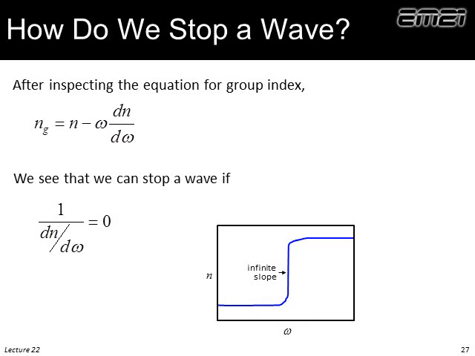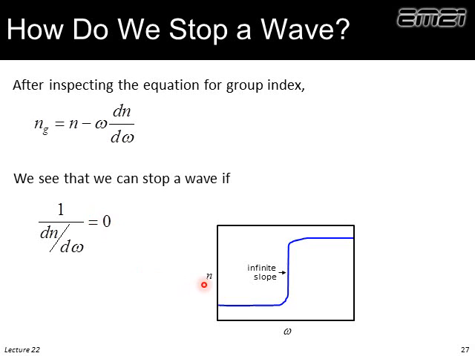We introduce dispersion. Let's ask the question, is it possible, or how can we stop a wave? Well, let's look at that expression for the group refractive index. Remember, the group refractive index is the factor by which the wave slows down. Well, if we stop it, this has to be infinity. So this term, d omega, has to somehow be positive or negative infinity. So if we take the reciprocal of that, 1 over dn/d omega, that has to be 0.